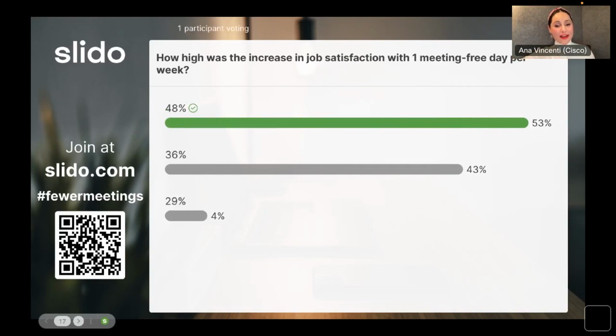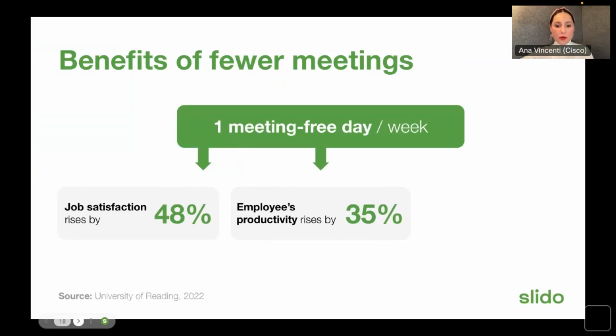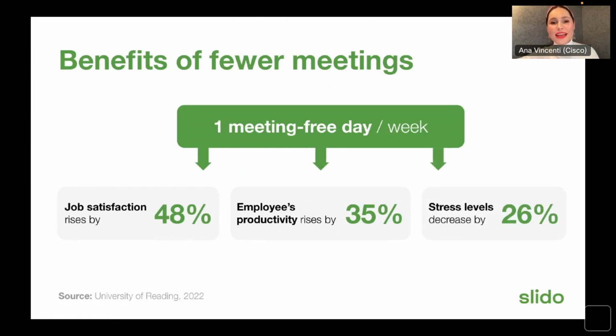Wow. Okay. I'm very impressed. It looks like a lot of you are very hopeful about the benefits of 1 meeting free day per week, or you've been reading up on your hybrid work literature. And to that, I commend you. But yeah, that's correct. There was a 48% increase in job satisfaction. Are you kidding me? Almost a 50% increase in job satisfaction. That is undeniably beneficial. But that's not all. There was also a decrease of stress levels by 26%. I don't know about you all, but sign me up, please, and thank you.